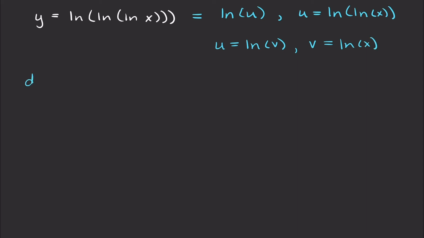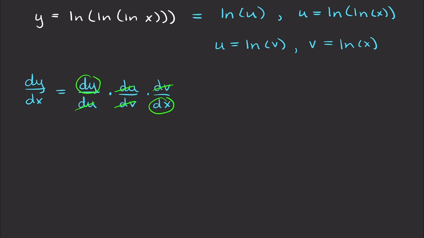So now if I want to get dy dx, I need to do the chain rule, but this time with 3 terms. So I need to first take the derivative of y with respect to u, and then multiply by the derivative of u with respect to v, and then multiply by the derivative of v with respect to x. And you can kind of see my du's are going to cancel and my dv's will cancel, leaving me with just dy and dx, which is what I'm looking for.